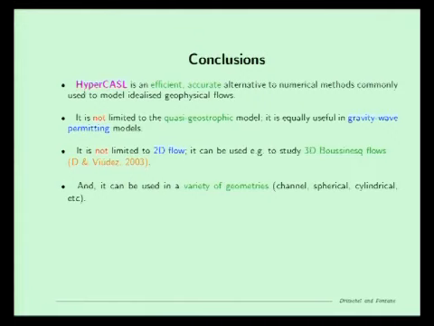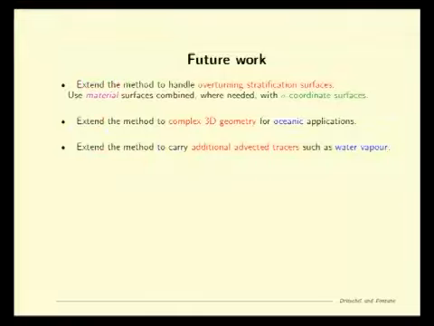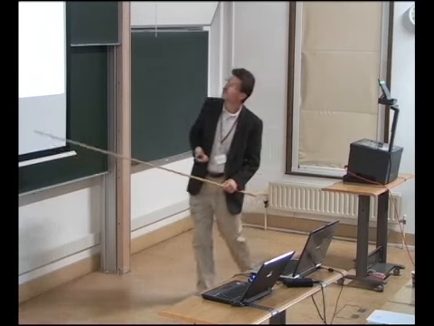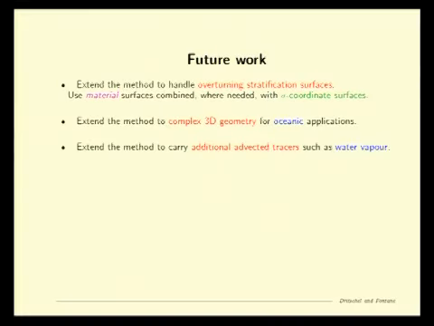So the conclusion is that hyper-CASL is an efficient, accurate alternative to numerical methods commonly used to model idealized geophysical flows. But it's not limited to the QG model, the quasi-geostrophic model, and it's equally useful in, say, Boussinesq or shallow water models. And it can be extended to other things. It can be studied, as I said already, for 3D, and we can use it in a variety of geometries like we saw just before, but also channel, spherical, cylindrical.